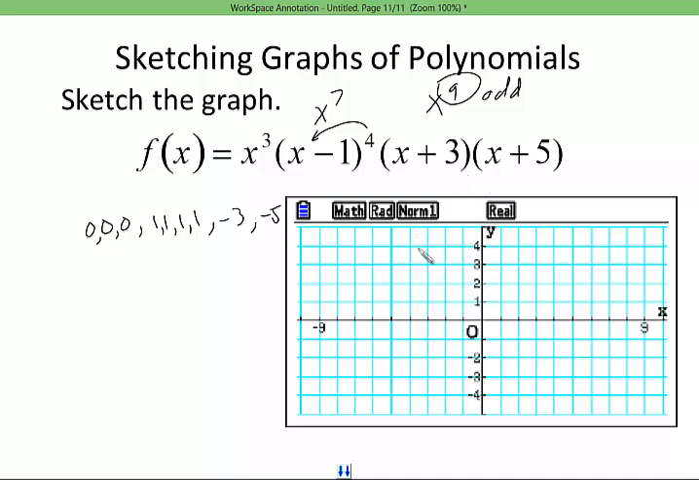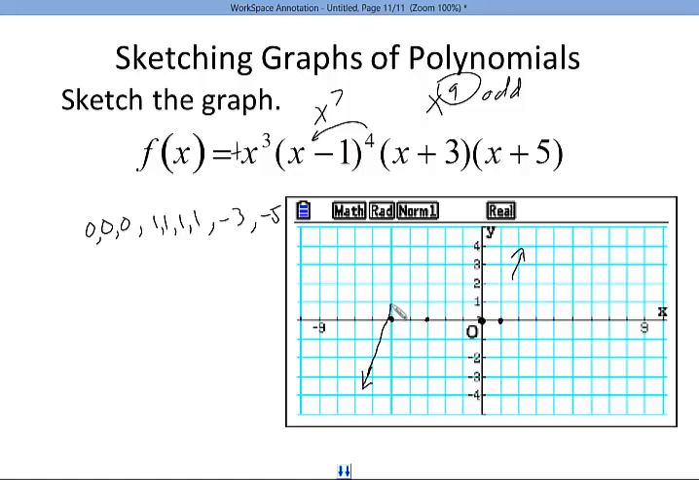Okay, so they're odd, so it's going to go down to the left and up to the right. So now I have 3 zeros. I know I'll be going through that point. 4 1s. I have to bounce off the 4. 1 -3 goes through the -3 and goes through the -5. So I know I'm going down on the left, up on the right, because it's odd and it's a positive odd, right?